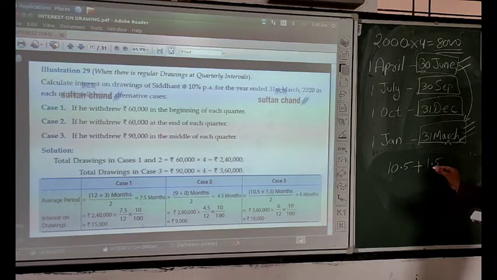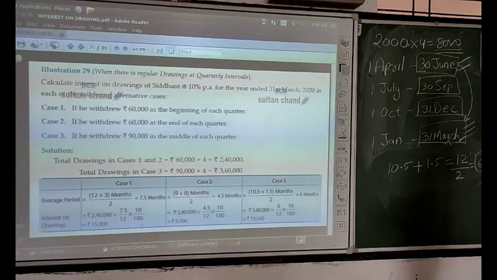After 15th of February, how many months will be remaining? 1.5. 10.5 plus 1.5 is equal to 12. It will be divided by 2. Average period of time will be 6 months.